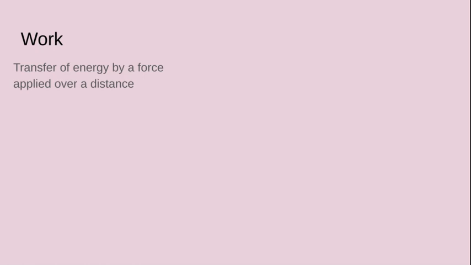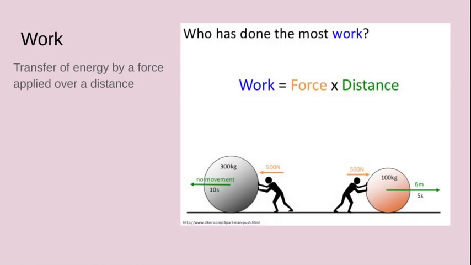So if I look at a little picture here, which or who has done the most work? Work is force times distance. You've got two people pushing large boulders, both with 500 newtons worth of force. The boulder on the left is 300 kilograms. The one on the right is 100 kilograms. On the left, there's no movement. The one on the right goes 6 meters. So the one on the right would be doing more work because it's actually moving that boulder 6 meters, versus the other one, where the boulder doesn't move. They're pushing. It's difficult, but they aren't actually moving any distance. That wouldn't classify as work. So you have to have a force applied over a distance.